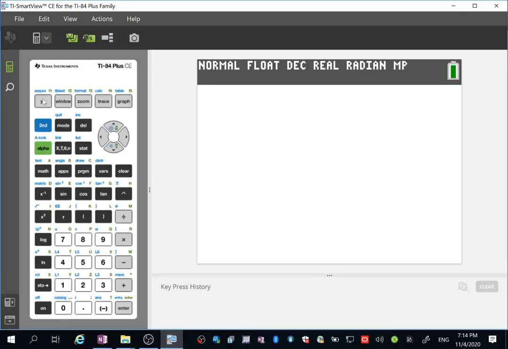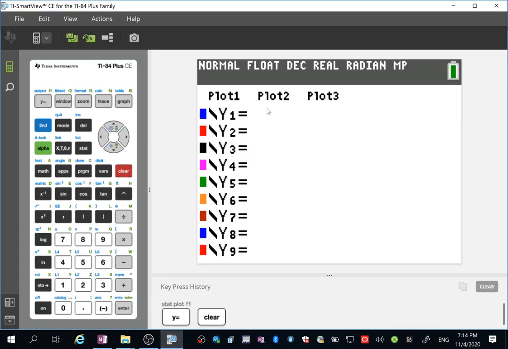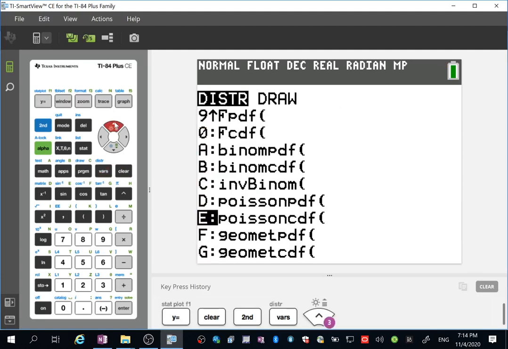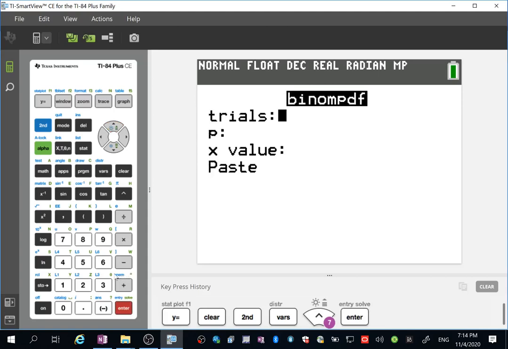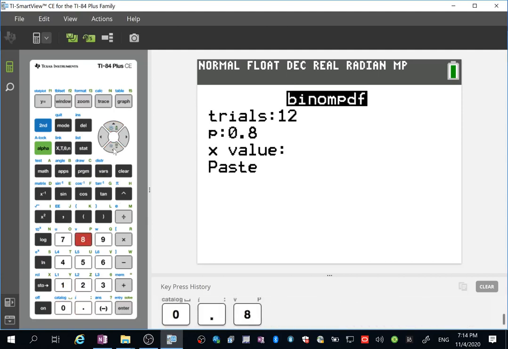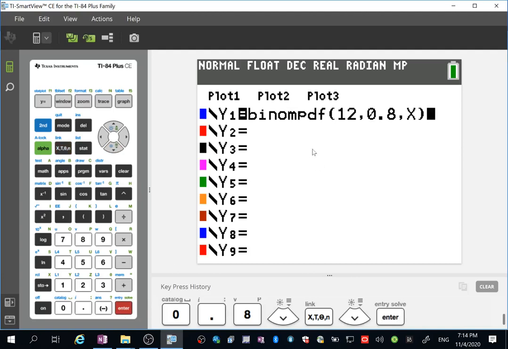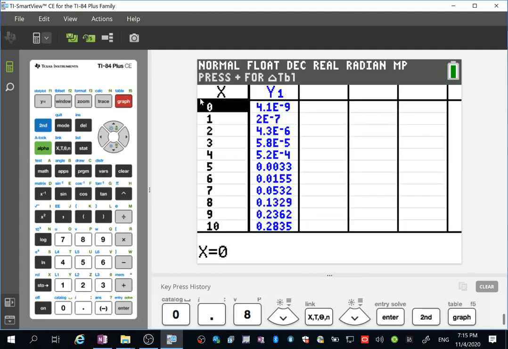Okay, so we will first go to y equals, and make sure you clear your GC first, and then we input. We are finding each particular value of x, so therefore we will use binomPDF. Okay, so for this question, our n is 12 and our p is 0.8, and for the x value, we'll just leave it as x, right? Because we want to find each particular value of x. After we have keyed into y1, now we can go to the table to look at the values.